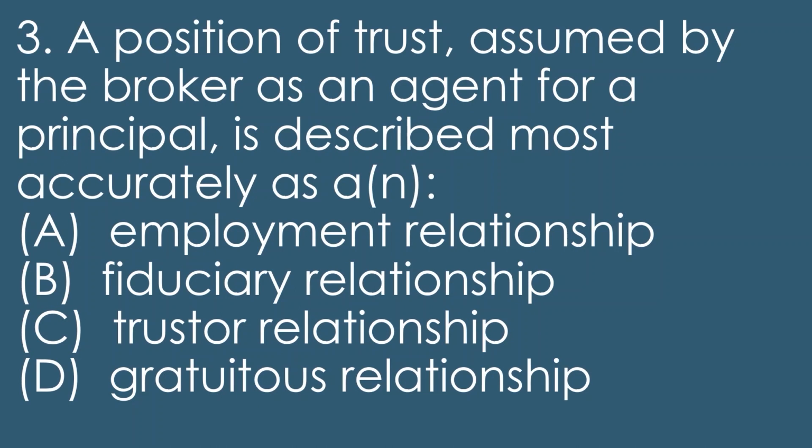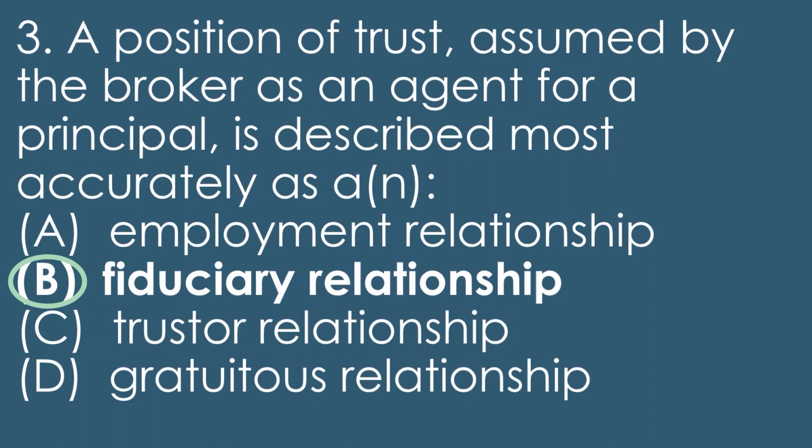3. A position of trust assumed by the broker as an agent for a principal is described most accurately as A, an employment relationship, B, fiduciary relationship, C, trustor relationship, D, gratuitous relationship. This is a relatively easy question if you've been studying agency. When you think of agency and the relationship you have as a real estate agent with your principal, you should automatically be thinking of fiduciary relationship.